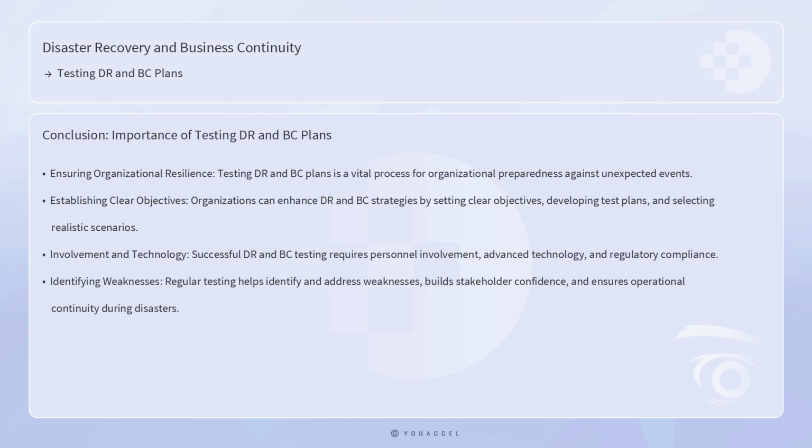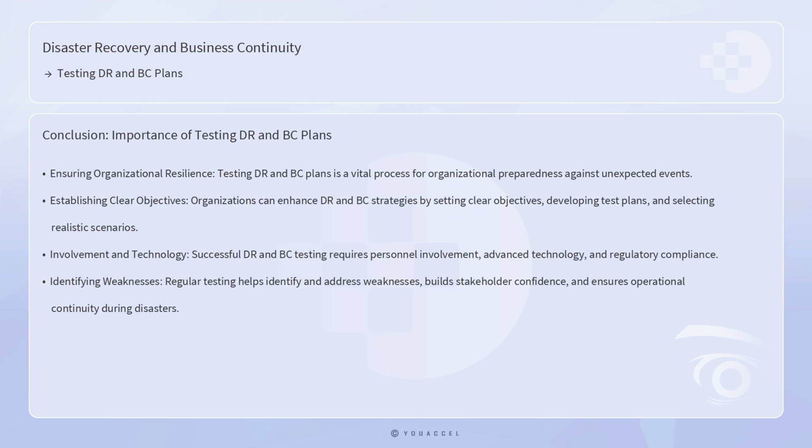In conclusion, testing DR and BC plans is a vital process for ensuring organizational resilience and preparedness in the face of unexpected events. By establishing clear objectives, developing a detailed test plan, selecting realistic test scenarios, and conducting thorough analysis and continuous improvement, organizations can enhance the effectiveness of their DR and BC strategies.